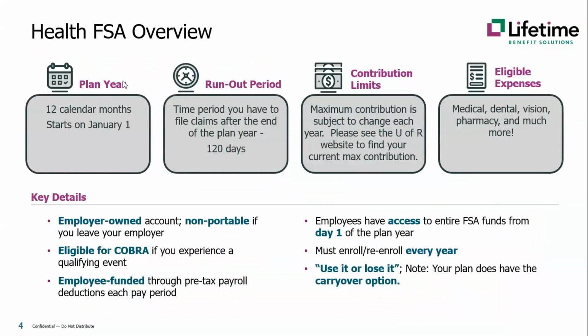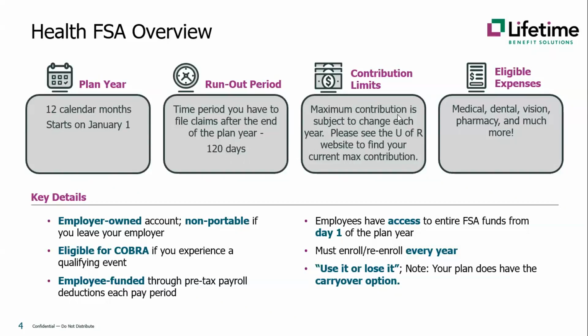The plan works on a plan year, 12 calendar months, and it starts on January 1st. There is a runout period, and the thing to know about the runout period is that it's just the time you have at the end of the year to submit a claim. So if you have a claim towards the end of the year, let's say the last week in December, you don't have to rush to have it submitted for reimbursement. You have up to 120 days to submit that claim.